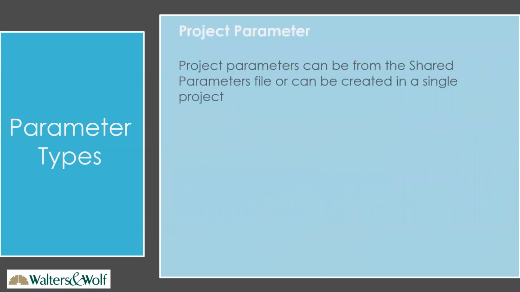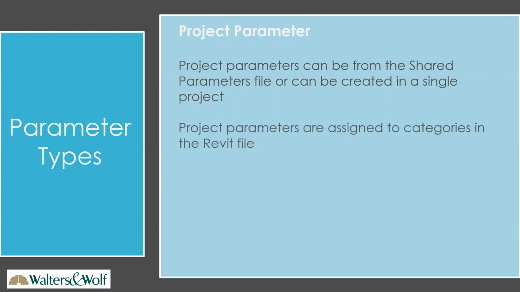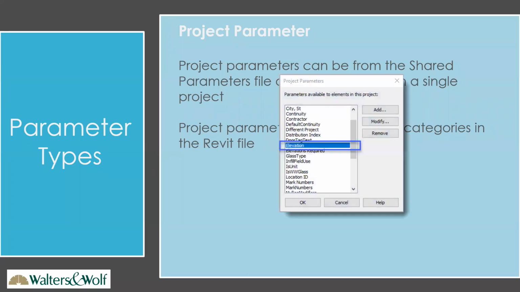When you get to project parameters, they can be from the shared parameter file, or they can be created just within the project to be used in that project only. They're assigned to the different categories in the Revit file. So maybe the parameter needs to be available for curtain panels and walls, so when you select those elements in the model, that parameter is available.